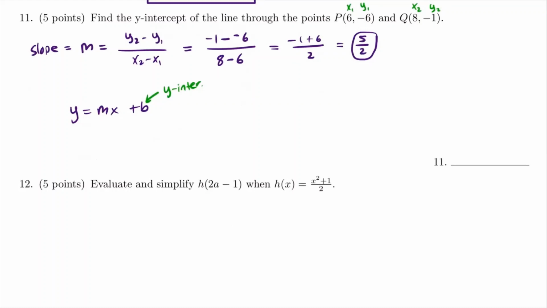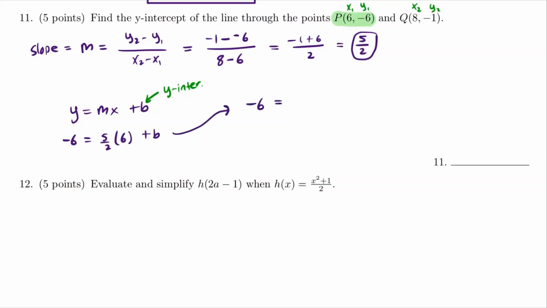So I'm going to go ahead and plug in my slope, which is 5 over 2. Now I have to pick a point, so I'll go with this one. It doesn't matter. You can pick either of them. So for x, I'm picking 6, y negative 6. So we have negative 6 equals 5 over 2, for x we're picking 6, plus b. So let's go ahead and find b.